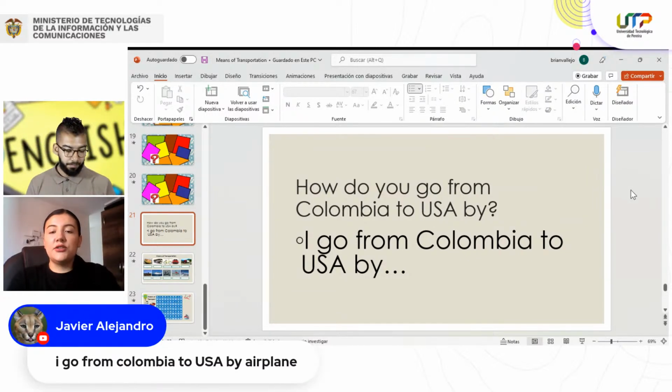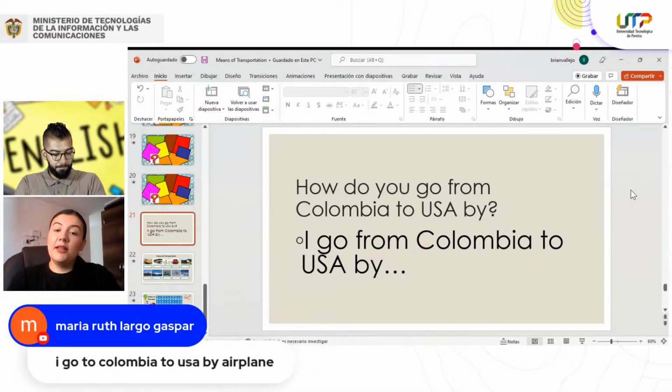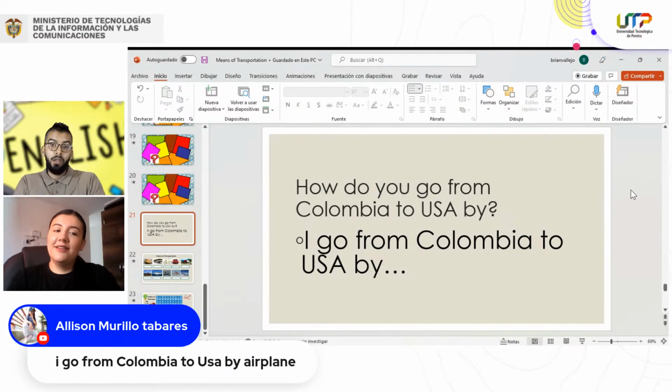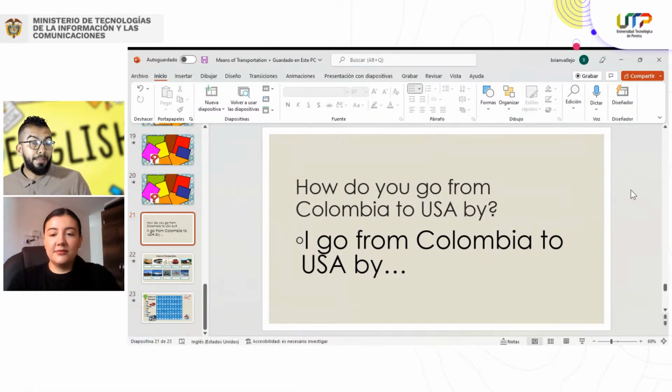Let's begin with this one, teacher. Oh, yes, go ahead. We got this one from Valentina Acevedo, and she says, I go from Colombia to USA by helicopter. Wow. Yes, I think it's totally, well, I don't know. Yes, it can be. Well, that depends on the gasoline tank of the helicopter.